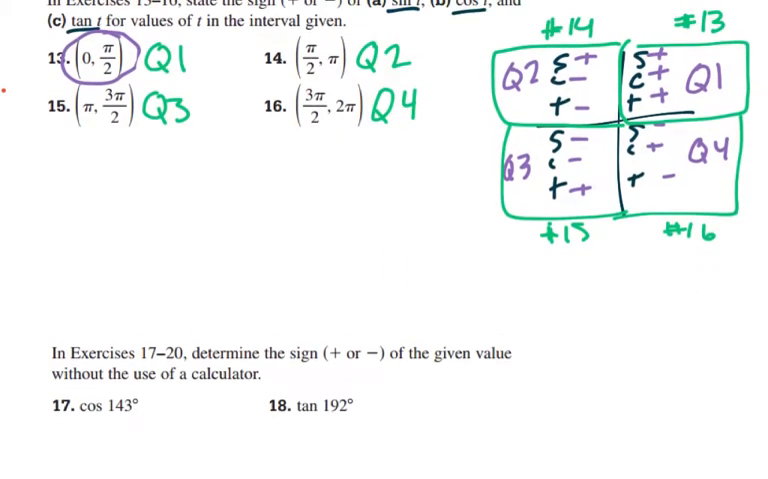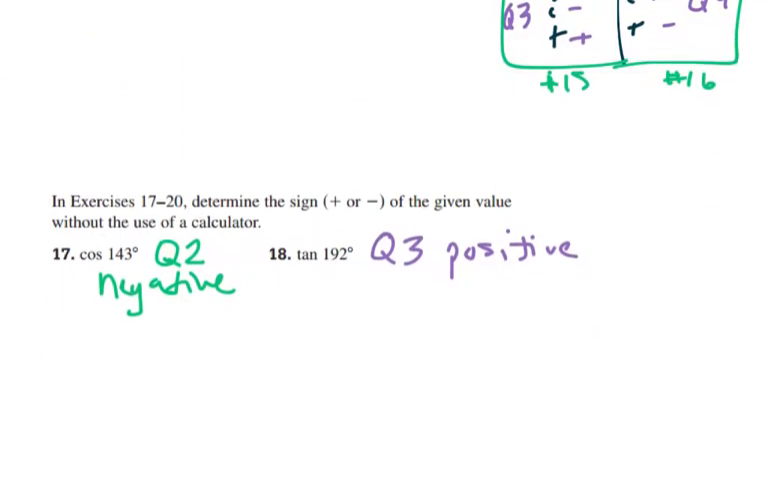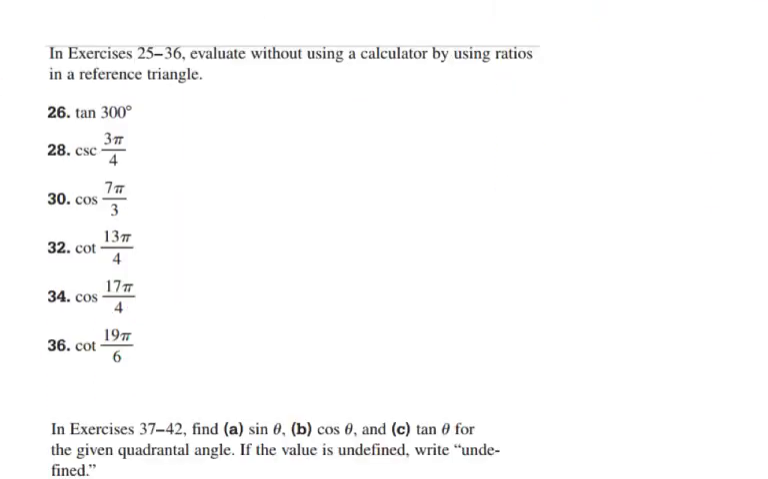Cosine of 143. Well, 143 is in quadrant 2, and so that means that if the cosine is there, we're looking at a negative. A tangent of 192 is just after the 180, so it's going to be in quadrant 3, and in quadrant 3, tangent is positive. Alright, moving on, we're going to evaluate without using a calculator by using ratios in a reference triangle.